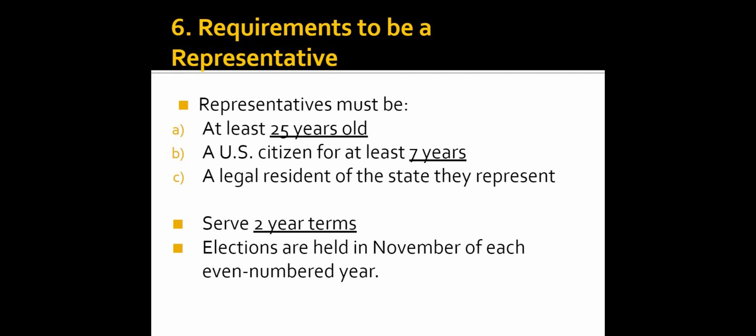Members of the House of Representatives only serve for 2 years. So when Jen Kiggins takes over in January of 2023, she will be running for re-election again in November of 2024. It's a very quick turnaround. In the House, you're always running for re-election. As we'll see next time, the Senate is different. Things slow down a little bit in the Senate. But in the House, we hold elections every even-numbered year for members of the House of Representatives.